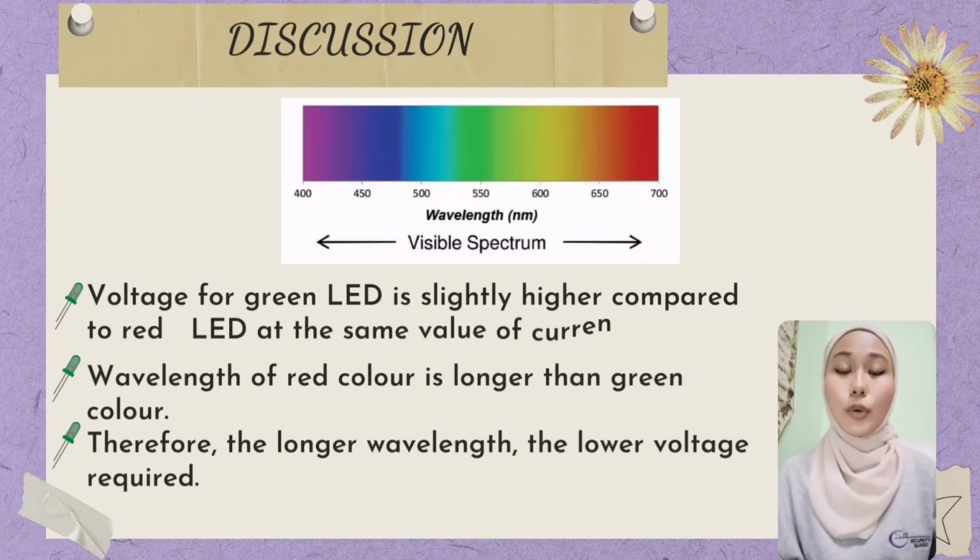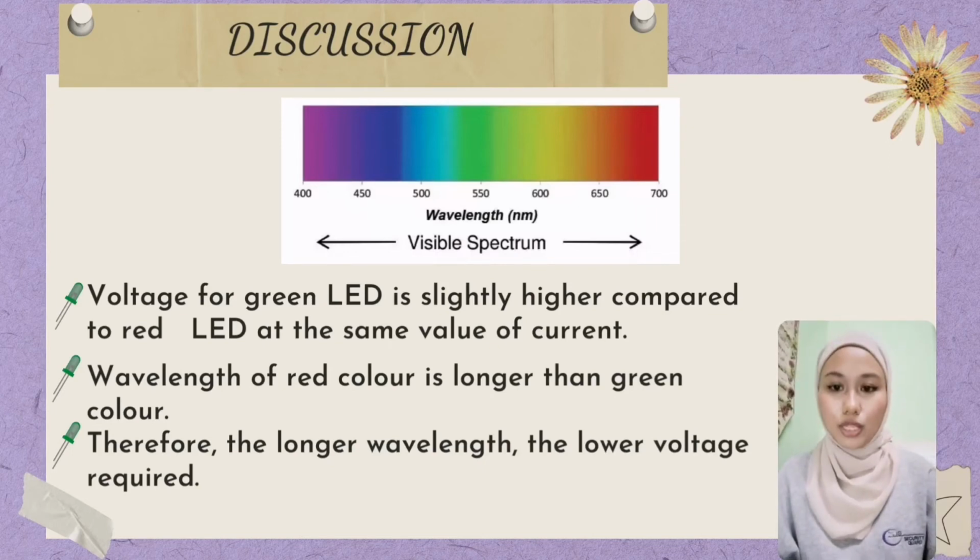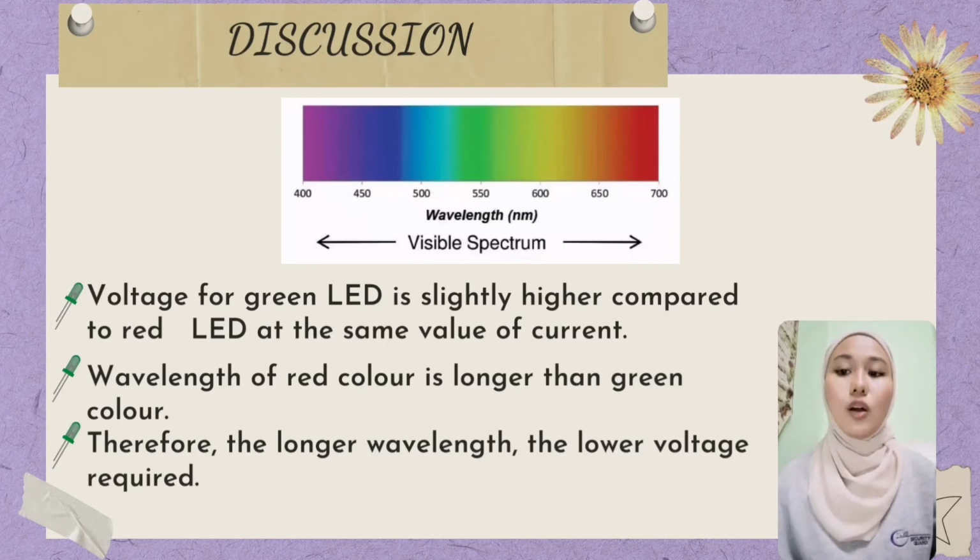Based on the experiment on part 1 and part 2, we can see that the voltage for green LED is slightly higher compared to red LED at the same value of current. As we know, the wavelength of red color is longer than green color. For the red color, the wavelength is 650 nanometer, and for the green color, the wavelength is 550 nanometer. Therefore, the longer the wavelength, the lower the voltage required. And this is because the photon needs to have more energy to interact with the semiconductor.